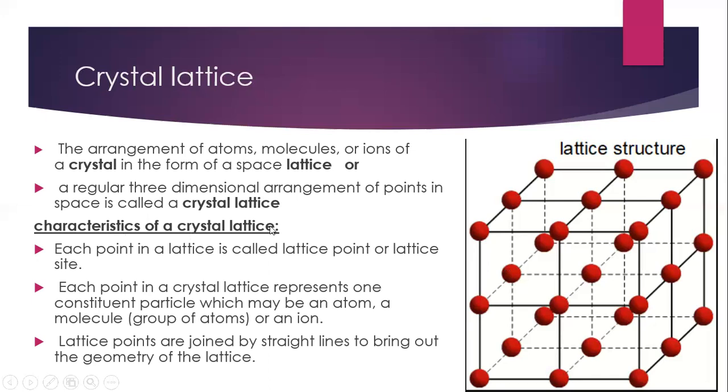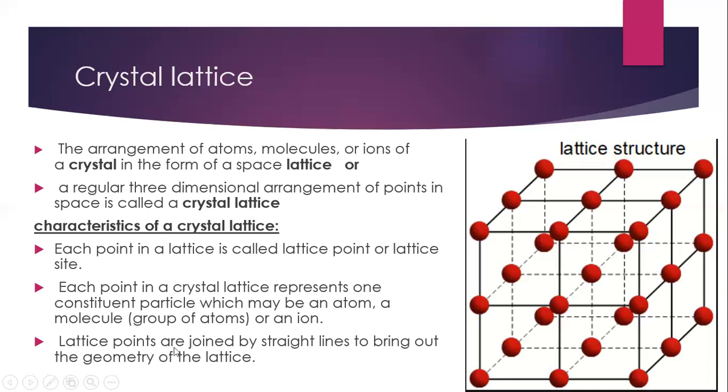Characteristics of the crystal lattice. Each point in a crystal lattice is called as lattice point or lattice site. The points, this is the red mark. So this point is called as lattice point or lattice site. Each point in a crystal lattice represents one constituent particle. This point is called as a constituent particle, and this constituent particle may be an atom, it may be a molecule or group of atoms or an ion.